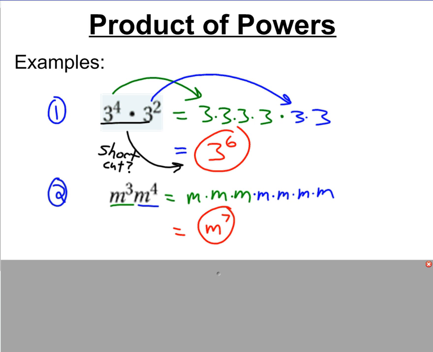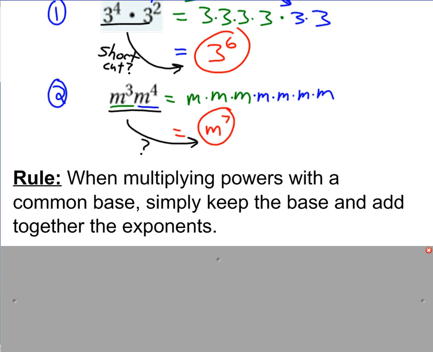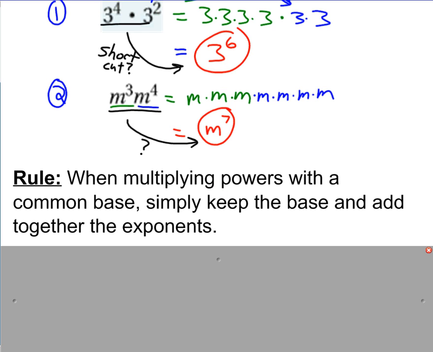So again, is there a shortcut to get from this to this? And if you found a shortcut on the first one, would this be the same shortcut? Well, there is, so maybe you noticed it. Here is our rule. Remember, this is the product of powers property, so I'll write that here: product of powers.